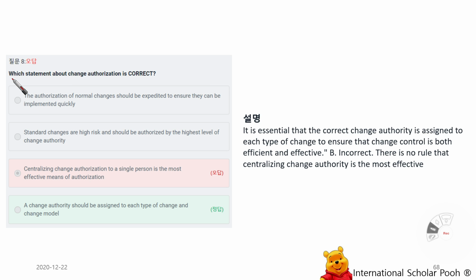Which statement about change authorization is correct? A change authority should be assigned to each type of change in a change model. It is essential that the correct change authority is assigned to each type of change to ensure that change control is both efficient and effective. The other option is incorrect. There is no rule that centralizing change authority is the most effective.